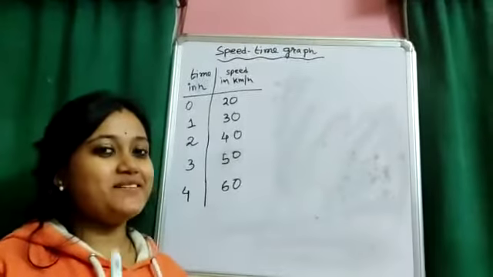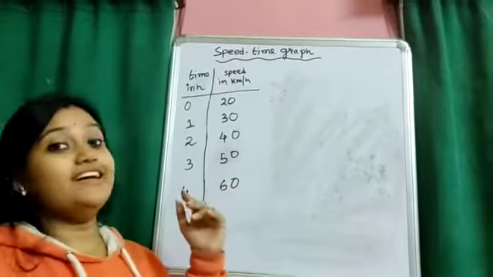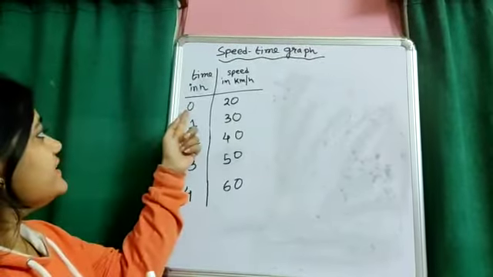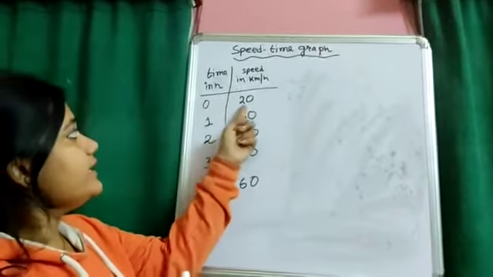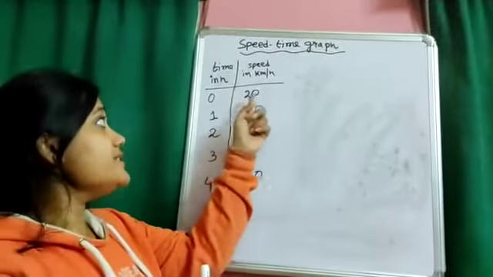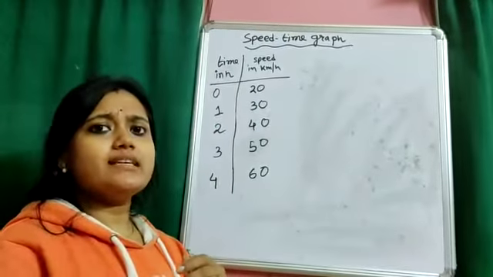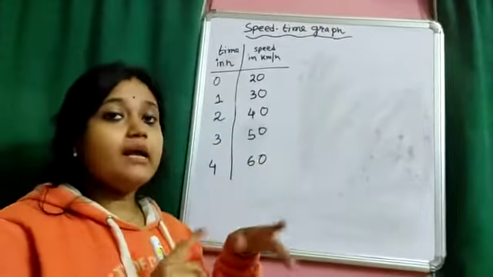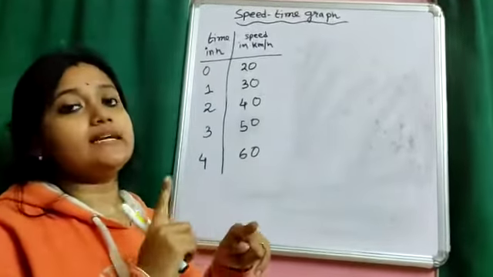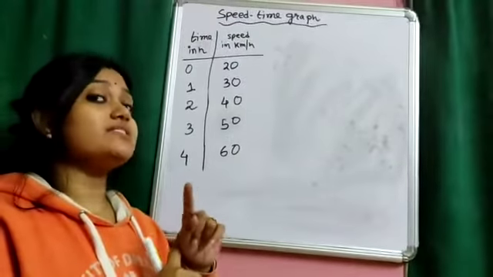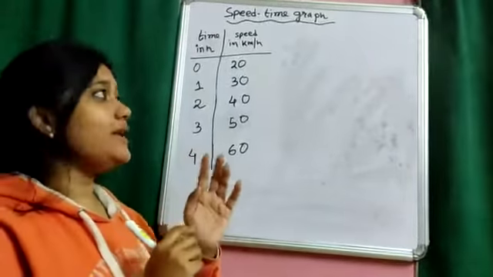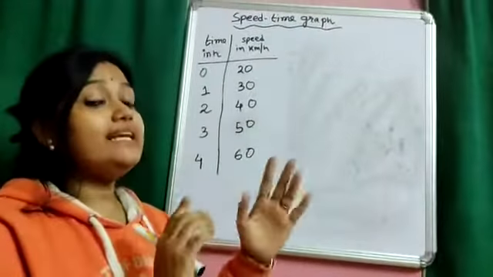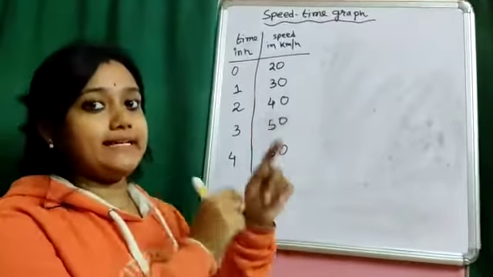Let us learn about another case. Here also the velocity is increasing. So first let us analyze the data: at 0 hours, speed was 20 kilometer per hour. So you can ask, ma'am, how is it possible? The body was already in motion, but from the time you started counting, you started your stopwatch, at that time speed is already 20 kilometer per hour. Okay, so I am starting the stopwatch from that time.